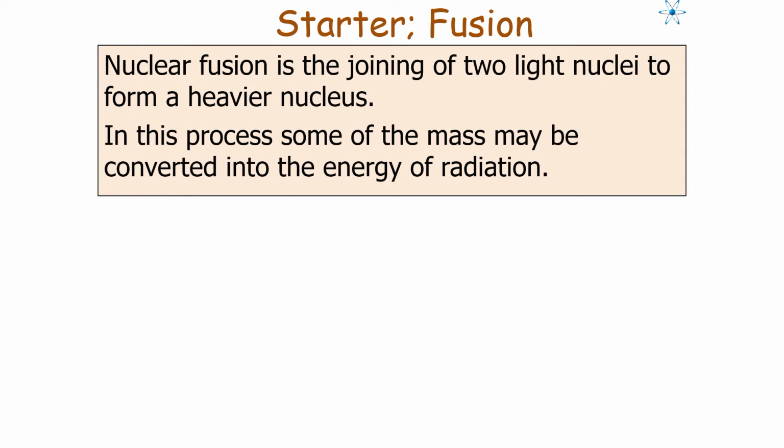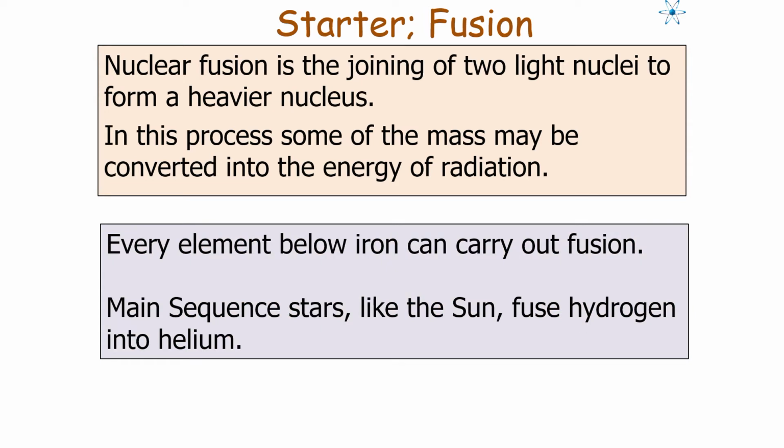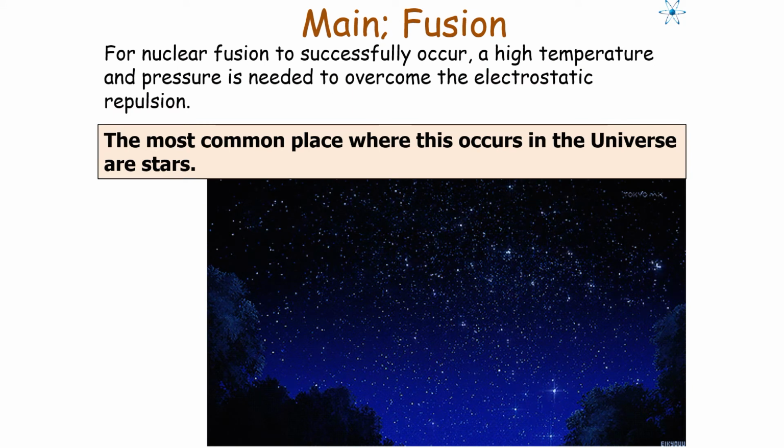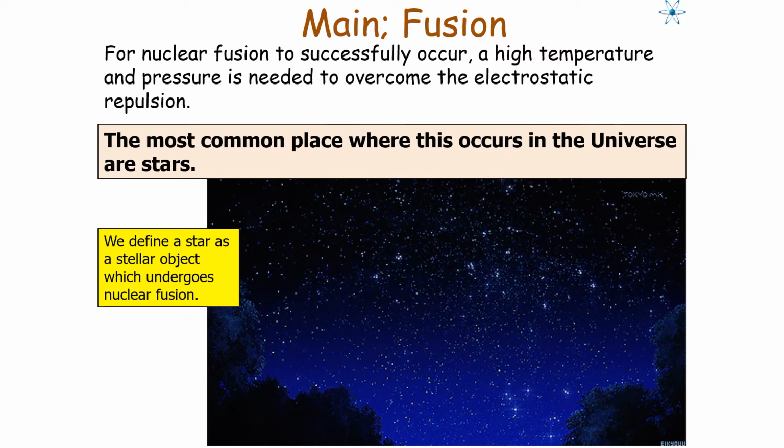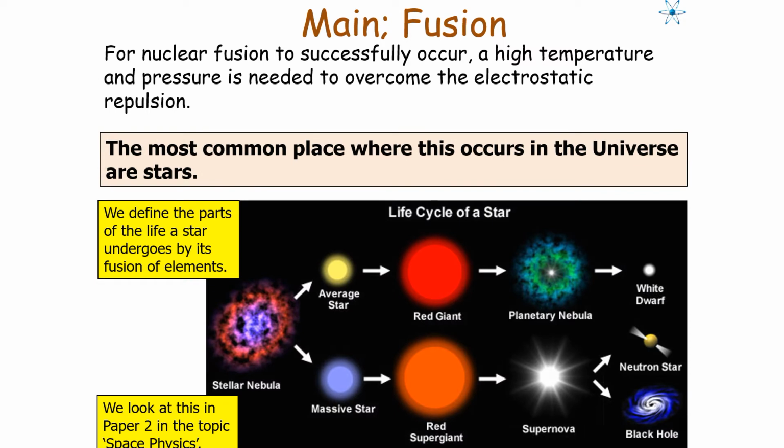In this process, some of the mass may be converted into the energy of radiation. Every element below iron can carry out fusion. Main sequence stars like our sun fuse hydrogen nuclei into helium. Like we said before, for nuclear fusion to occur, a high temperature and pressure is needed to overcome the repulsion between the nuclei, and the most common place where this occurs in the universe is stars. We define a star as a stellar object which undergoes nuclear fusion. It's important to note that we define the parts of life a star undergoes by the fusion of elements it's carrying out.